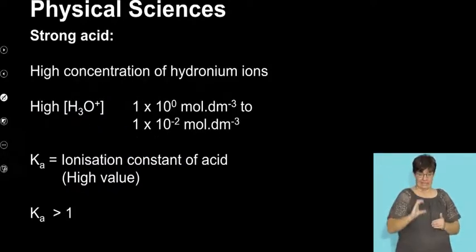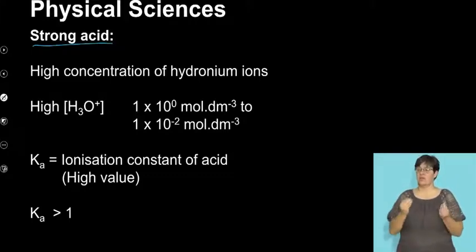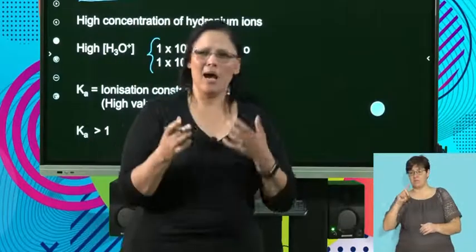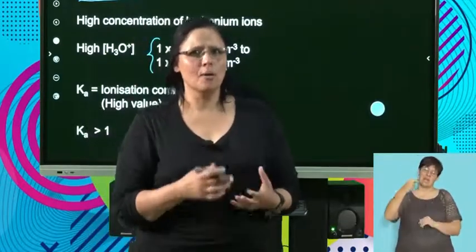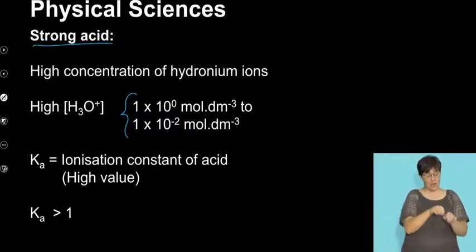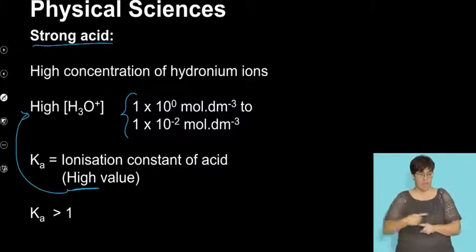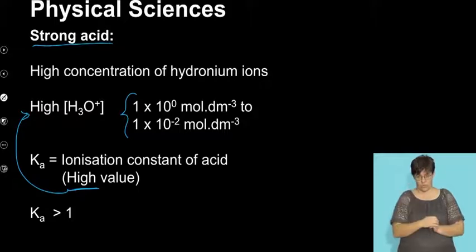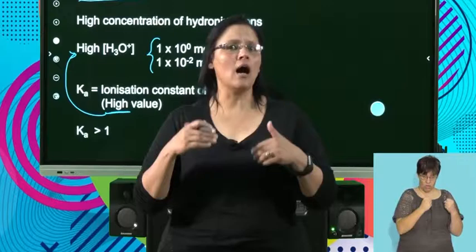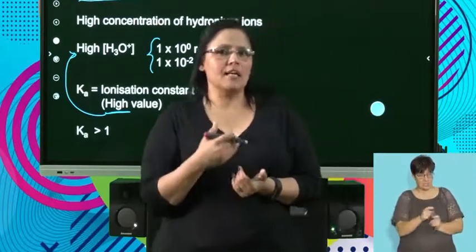A high concentration of hydronium ions means that for a strong acid, your concentration of hydronium ions will be in a range of 1 times 10 to the power 0 up to 1 times 10 to the power minus 2 moles per decimeter cubed. The Ka value, which is the ionization constant value, will then also be high, and that comes from the high concentration of hydronium ions. For that reason, you should know that a strong acid has a very high Ka value. And a high Ka value simply means that it's bigger than 1.